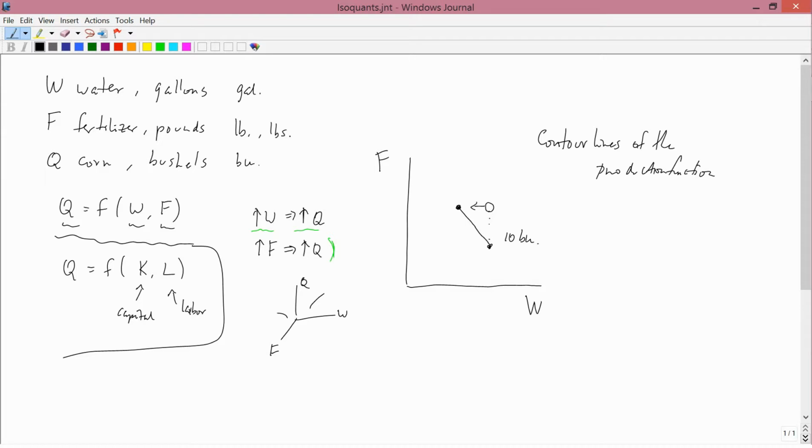So contour lines of the production function would be downward sloping. We have a special name for contour lines of the production function. They're called isoquants. Iso means equal, quant means quantity, so it's equal quantity of output.